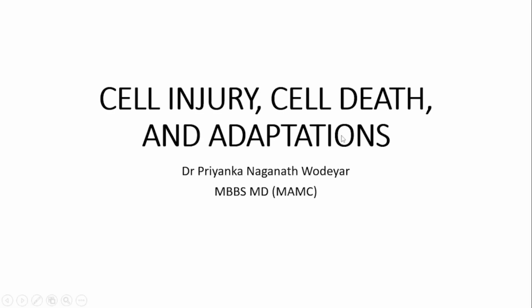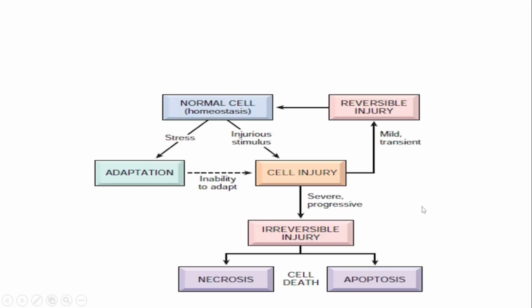Hello everyone. Today's topic is chapter 2 of Robbins: cell injury, cell adaptation, and cell death. This is a picture from Robbins. This depicts the cellular response to stress and toxic stimuli. So this is a normal cell where normal homeostasis is happening.